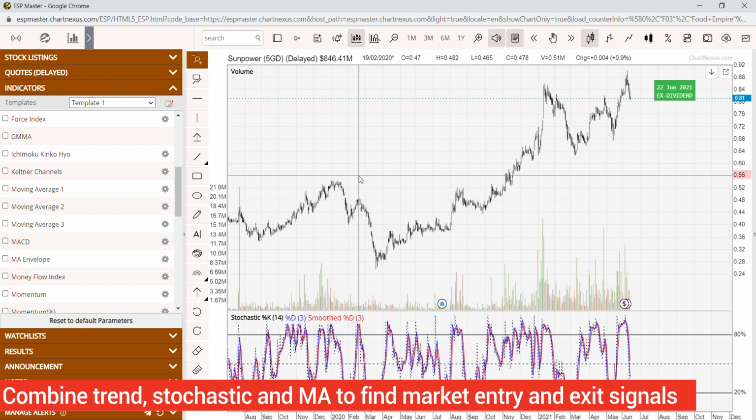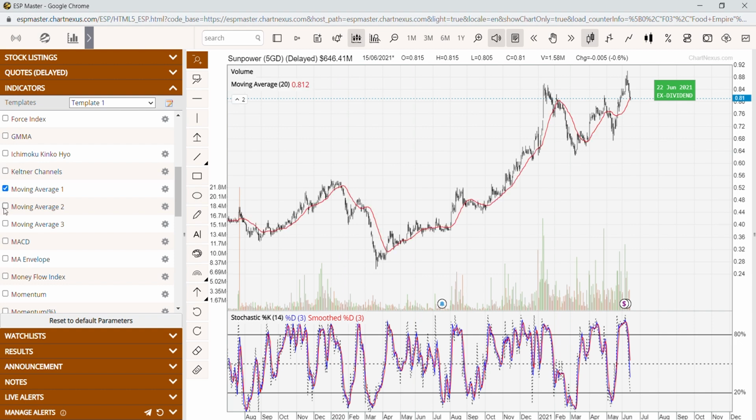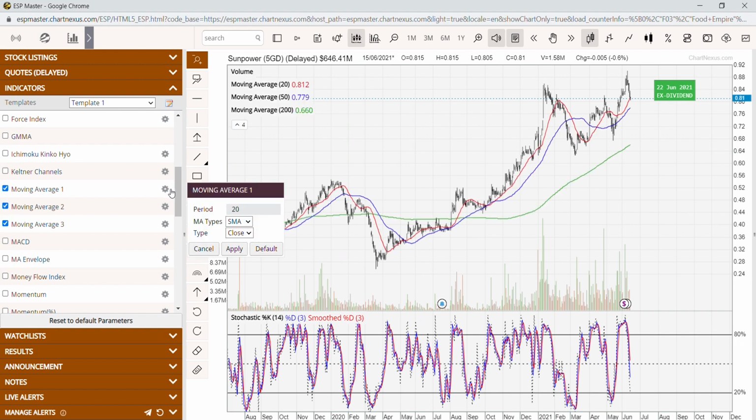Today we'll be talking about moving average. So first of all, let's bring out the moving average. You can change the setting over here. The first one usually is 20, the second one is 50, the third one is 100. We change it to 200. Okay, how do we use this moving average to look for opportunity in the market?